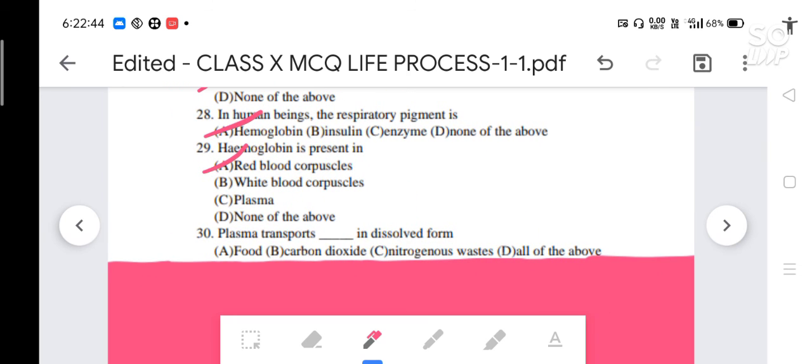Plasma transports in dissolved form. Which of the following will plasma transport? Food, yes, in the dissolved form, means in the liquid form. Food, carbon dioxide, nitrogenous wastes. The correct option is A. So the correct option is all the above.